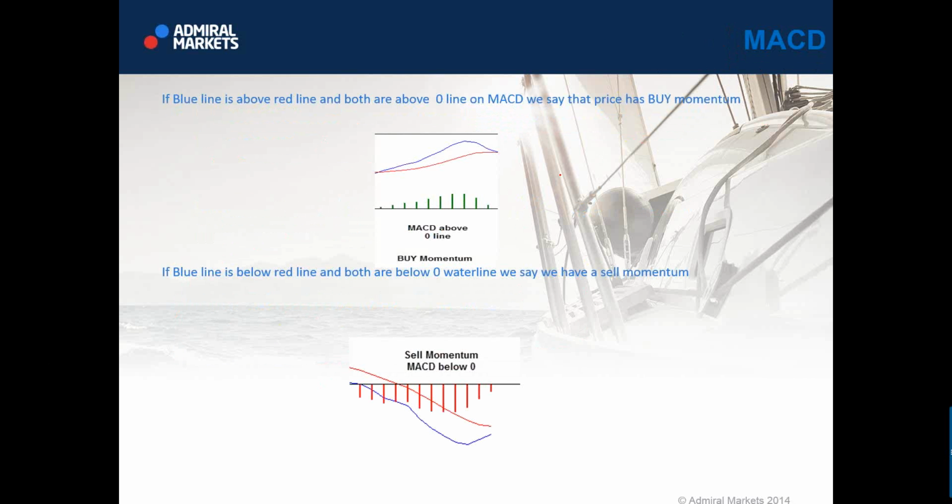This is how I spot and how you can spot trend momentum by MACD. This is the zero line. Pay attention now. If the blue line is above the red line and both are above the zero line on MACD, we say that the price has buy momentum. Okay? So price has buy momentum, and usually that is a trend. Impulse move. Maybe the impulse move. But if the blue line is below the red line and both are below the zero line, we have a sell momentum. So the price will go down, right?